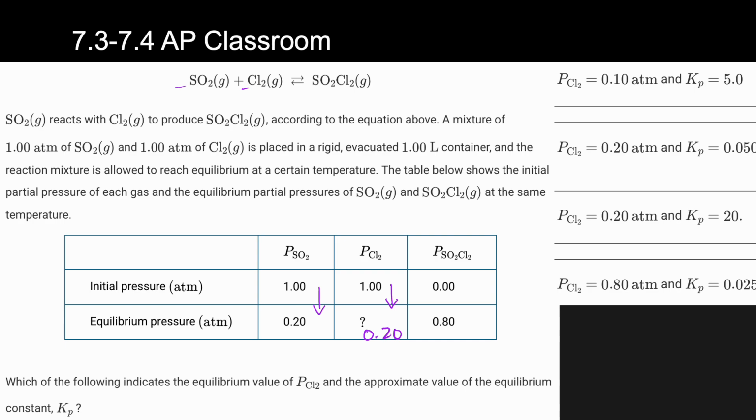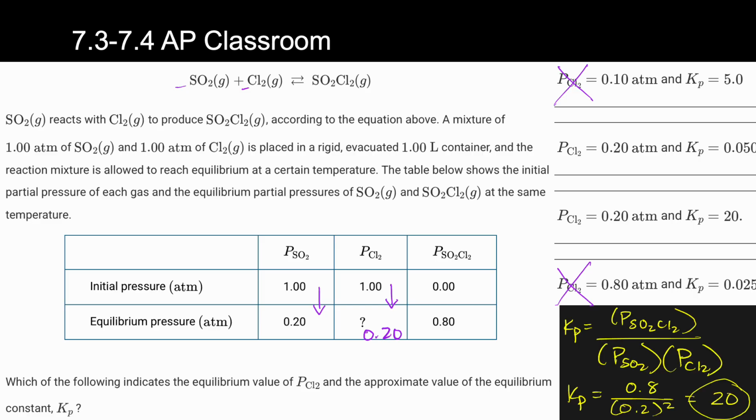So now that I have that information, I know option A is out and option D is out. I can go ahead and plug these values in to Kp and solve for them. And plugging in those values into Kp gives me a value of 20, which means C would be our answer for this question.